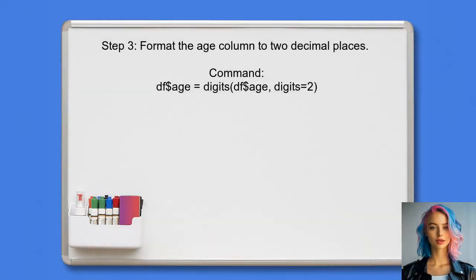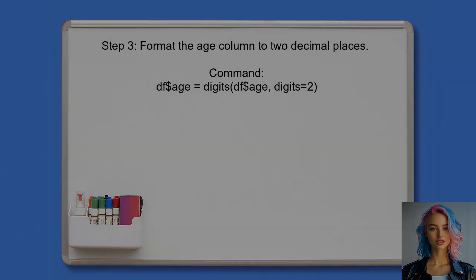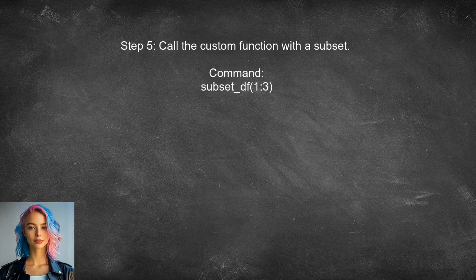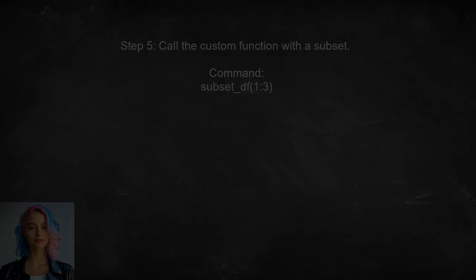However, if the user wants to format the age column to display 2 decimal places, they should use the digits function. This is where the NAs may reappear. To maintain the formatting while avoiding NAs, the user can create a custom function that formats the data frame and handles NAs appropriately. This function will ensure that the color scales remain consistent. Finally, the user can call this custom function with the desired subset of the data frame. This will allow them to see the formatted table without NAs and with the correct decimal places.